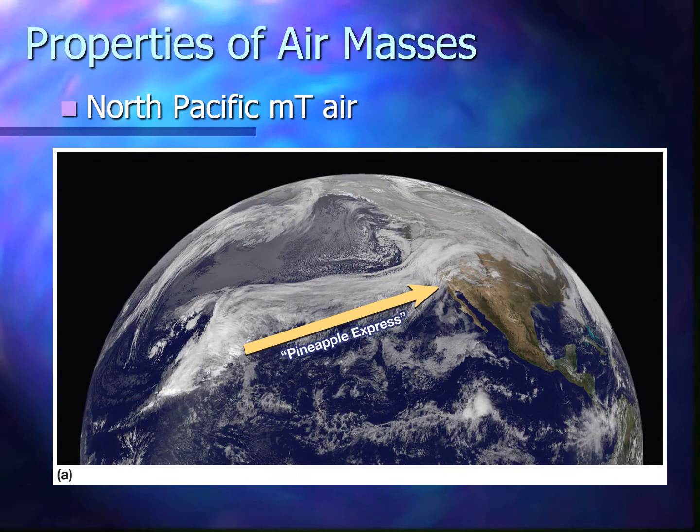So here's a nice image. This is from a satellite in orbit. This is a satellite image here of the Pineapple Express. So it's basically this river of clouds and moisture that's moving in from what we're going to refer to as the subtropical North Pacific, bringing moisture into Southern California.